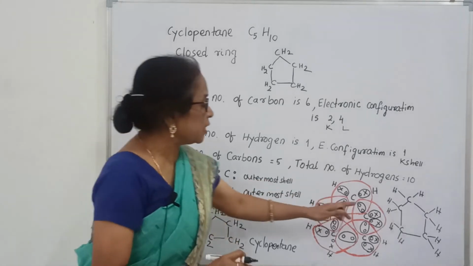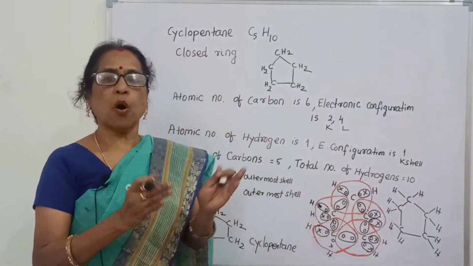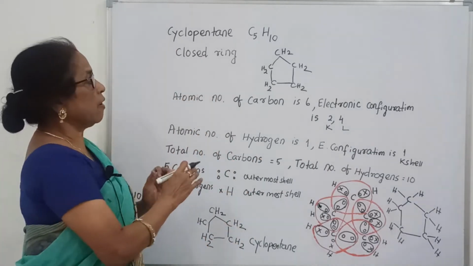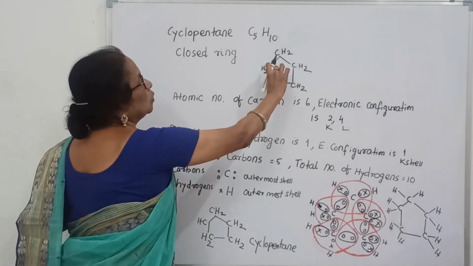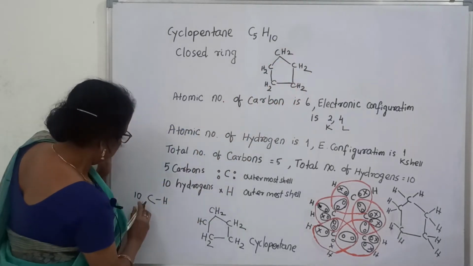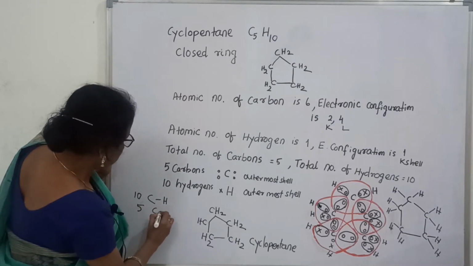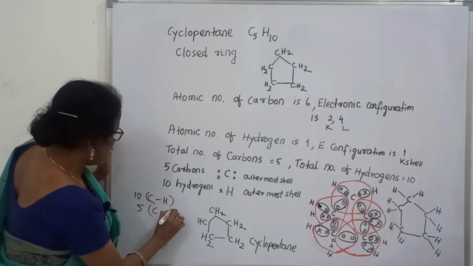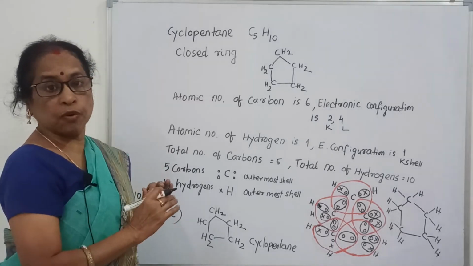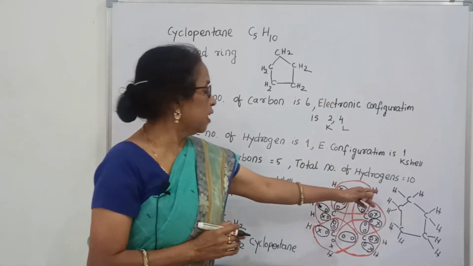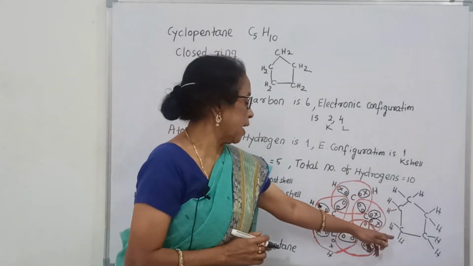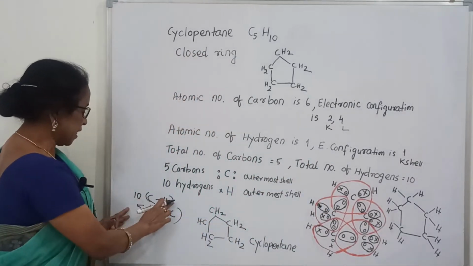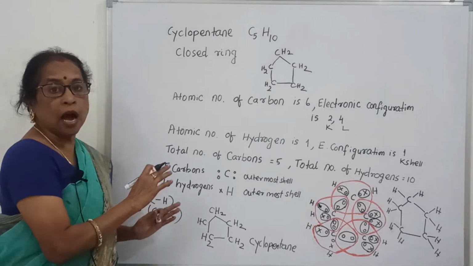Then next, you can check here, carbon and carbon also form one covalent bond. Then how many carbons are there? 5 carbons. That means here 1, 2, 3, 4, 5. That means 5 C single bond C. Then here you can see 10 CH bonds and 5 CC covalent bonds. That means here CH bonds are 10, and CC covalent bonds are 5. That means 10 CH bonds and 5 CC bonds are formed.